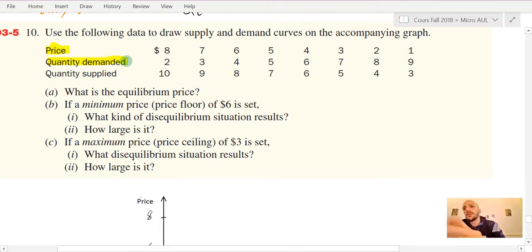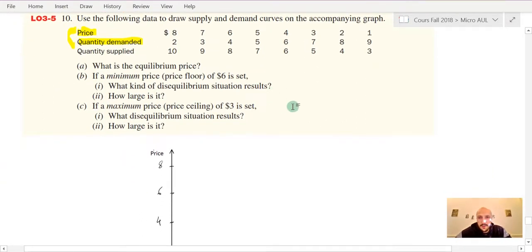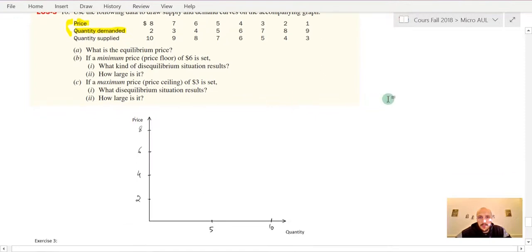So let's start with the demand. So for the demand, you will be using the price here and the quantity demanded. So the first two rows of this table. So here we have the following. We just have to find the different combination and put this combination on the graph. So first of all, for example, if the price is $8, the quantity demanded is 2. So quantity demanded here is 2 for $8. We will be here somewhere at this level. Okay, so here we have our first point.